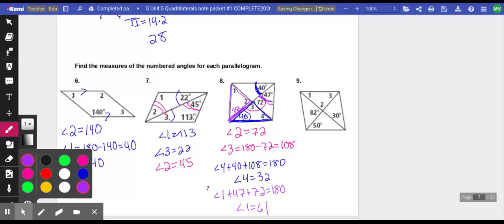I want you to pause and try to find angles 1, 2, and 3 in number 9. Okay, so I know that angle 3 and 50 are congruent because they're alternate interior angles. I know that angle 2 and 180 make a straight line, so they're supplementary. So 180 minus 82 equals, oops, not 10, it's 98.